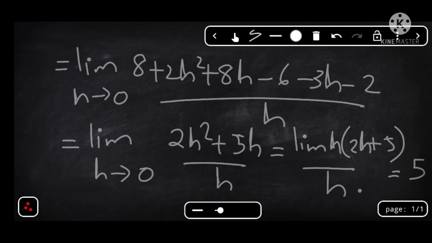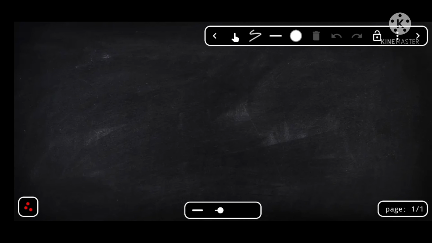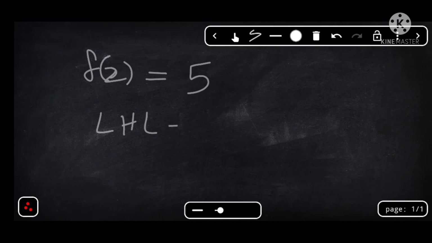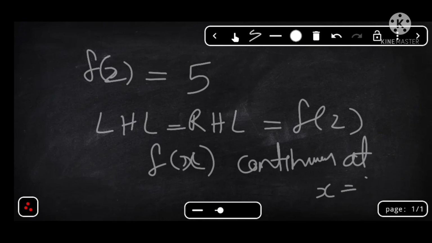So f of 2 is what? Which is 5. That is given in the question. So LHL equals RHL equals f of 2. So we can say that f of x is continuous at x equals 2.